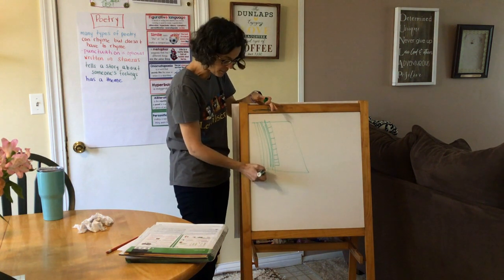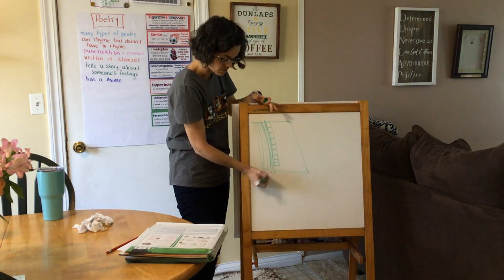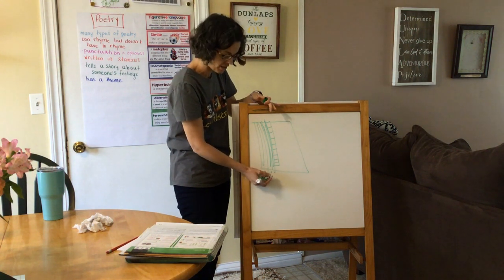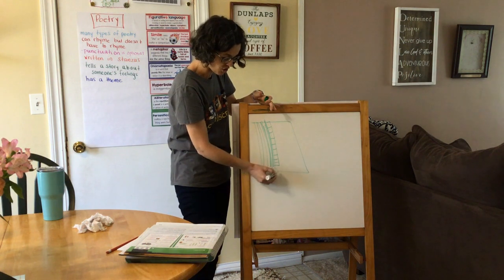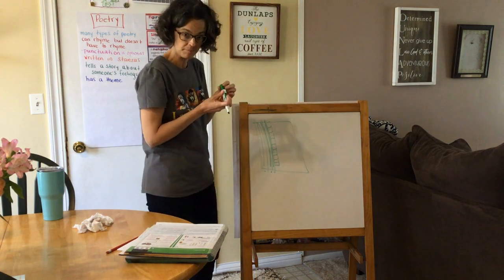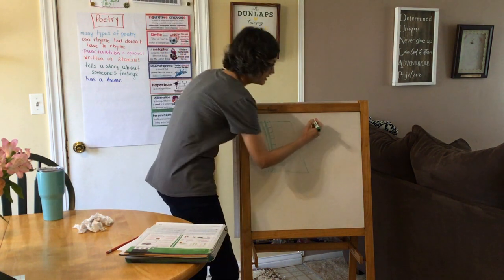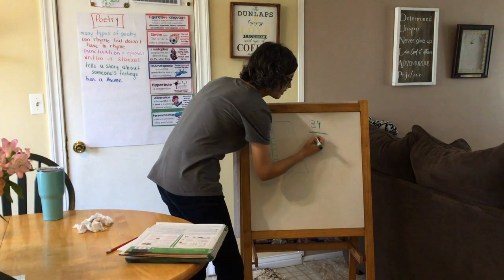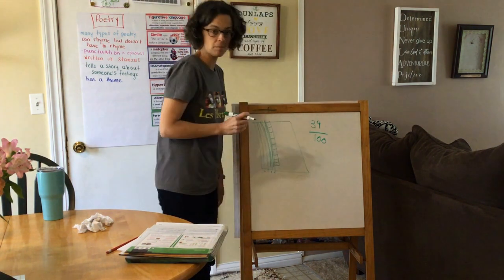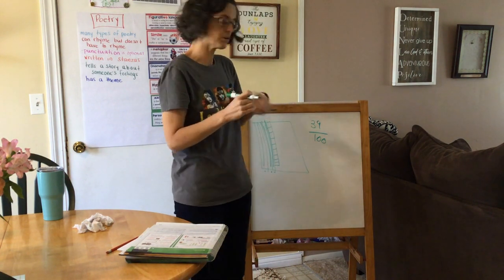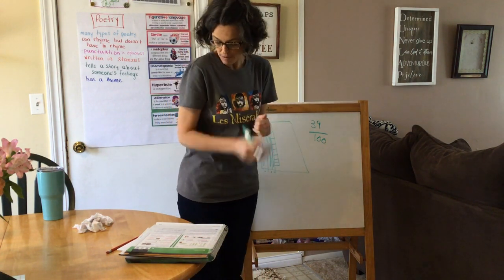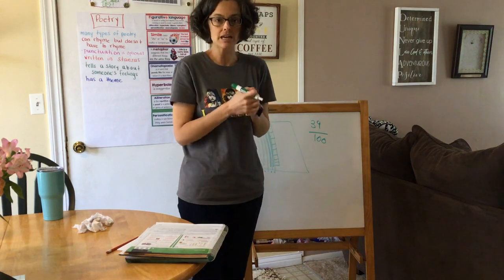All right, so how many would that be? 3 columns. 10, 20, 30. Plus 9 more. So altogether, how much would have been filled in? 39, what? 39 hundredths. Because remember, we had a 100 grid, 10 by 10, 100 grid. 39 were colored in. So that problem, number 5, was showing 39 hundredths.